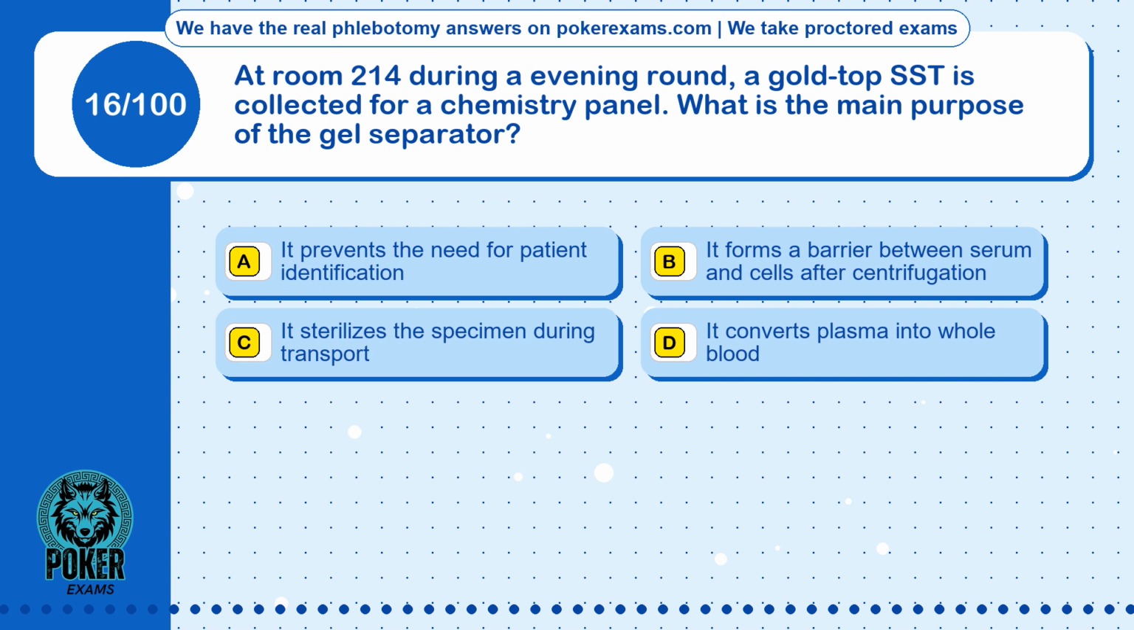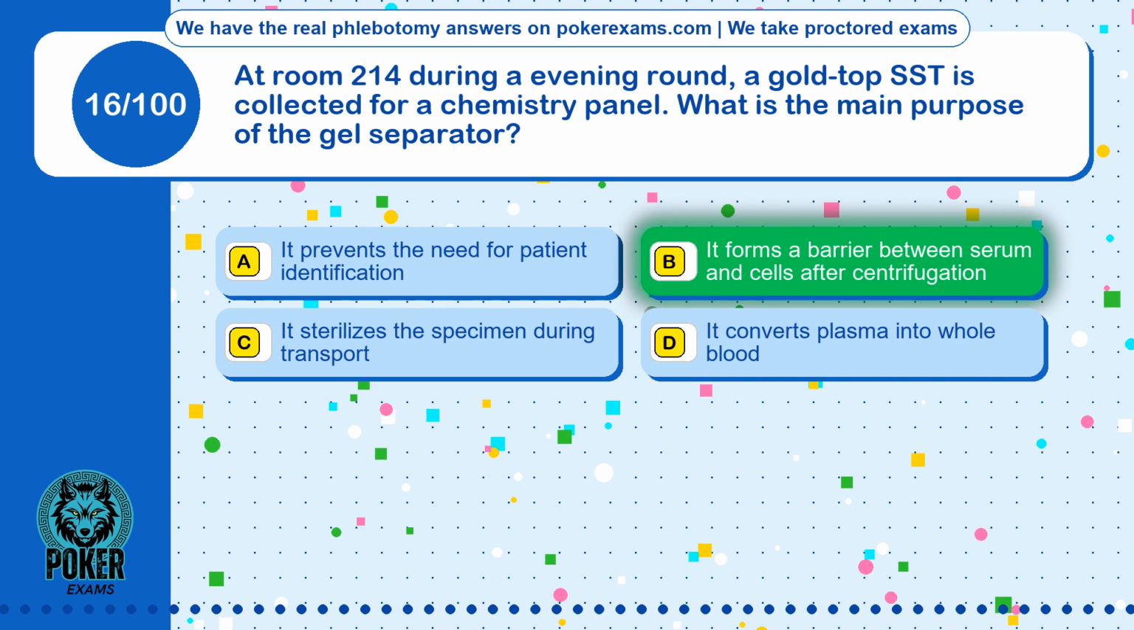Question 16. At room 214 during an evening round, a gold top SST is collected for a chemistry panel. What is the main purpose of the gel separator? Option A. It prevents the need for patient identification. Option B. It forms a barrier between serum and cells after centrifugation. Option C. It sterilizes the specimen during transport. Option D. It converts plasma into whole blood.